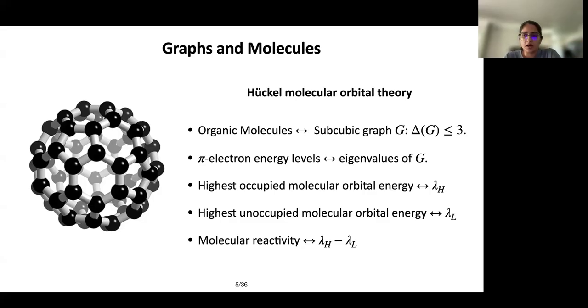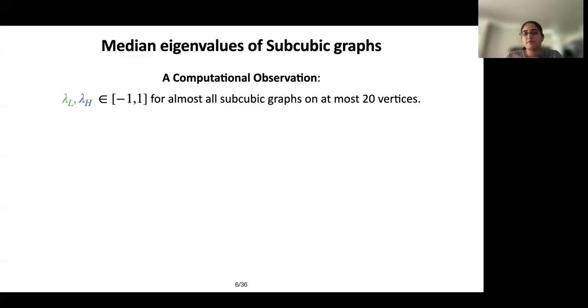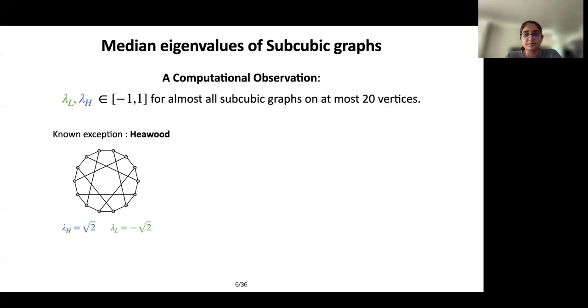This motivated mathematical chemists, Fowler and Pisanski, to run some computational experiments on small graphs up to 20 vertices. And they observed that for almost all of these subcubic graphs, the median eigenvalues always lay between -1 and 1. The only exception they could find was the Heawood graph, which is a graph on 14 vertices, and it's bipartite. Its median eigenvalues are square root of 2 and minus square root of 2.